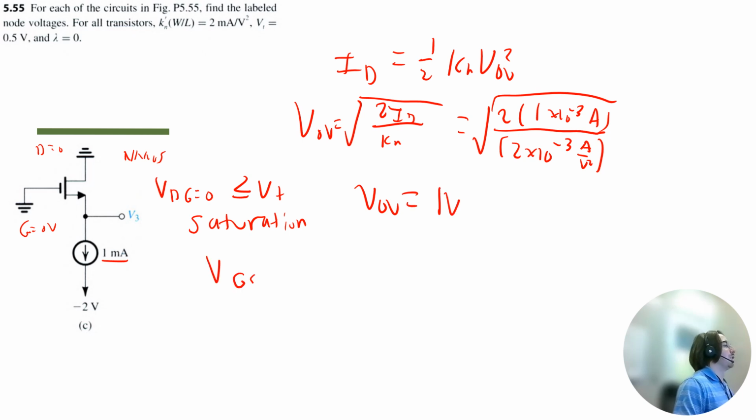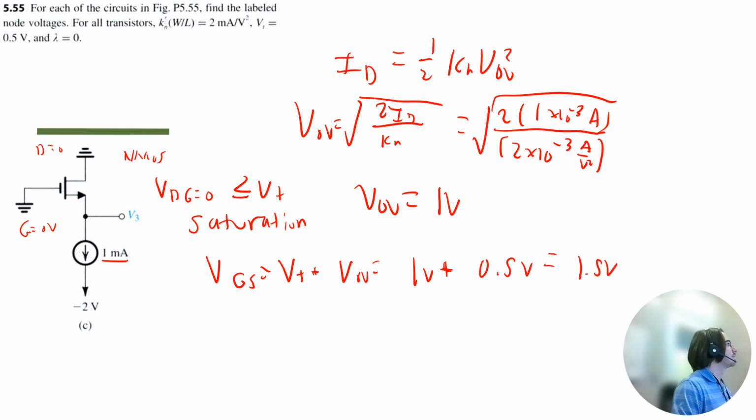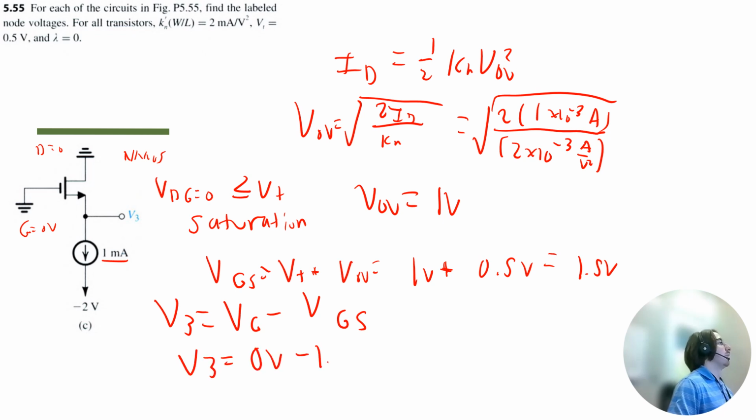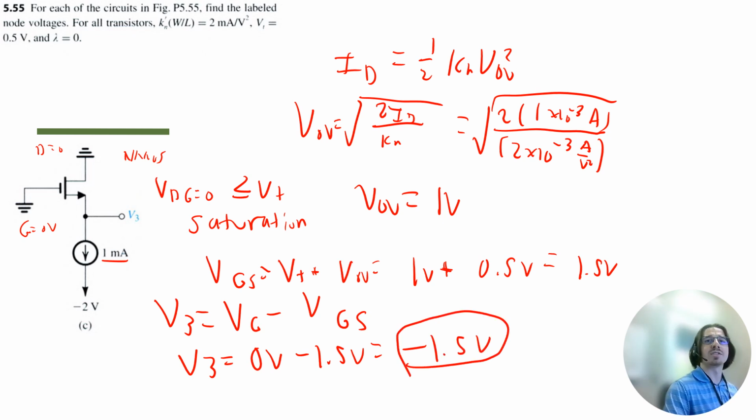This means that the voltage from gate to source is equal to the threshold voltage plus the overdrive voltage, which is 1 volt, plus 0.5 volts. Sorry, I flipped the 2. So you get 1.5 volts. And V3 will be the voltage at the gate minus the voltage across the gate and source. So V3 is equal to 0 volts minus 1.5 volts, which is equal to negative 1.5 volts. So that is our answer for this problem. Let's continue.